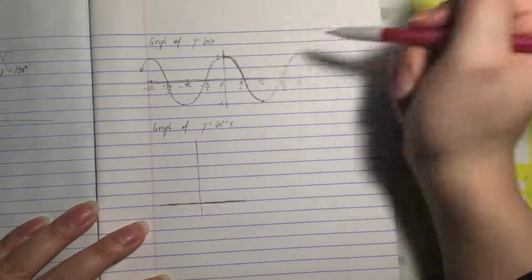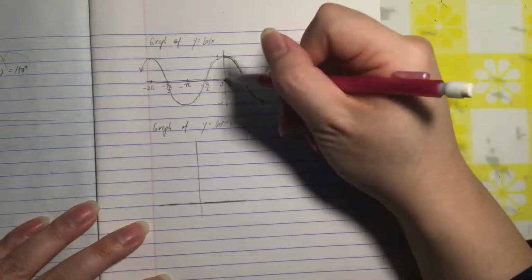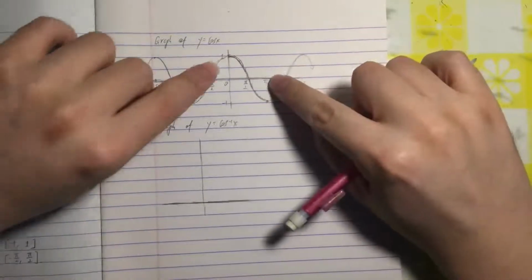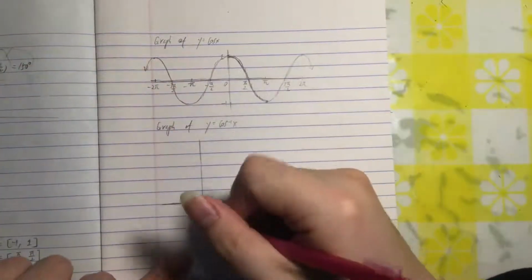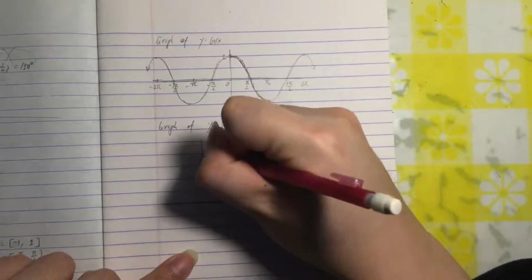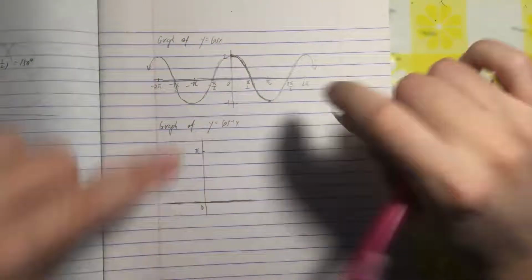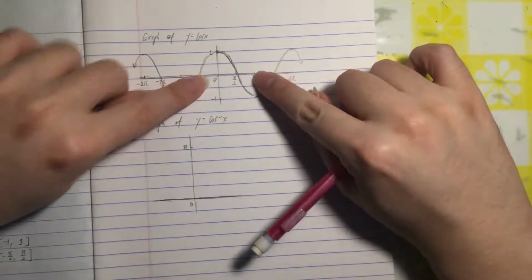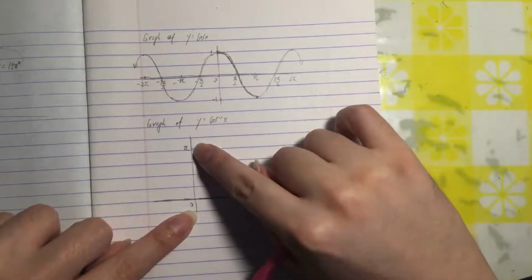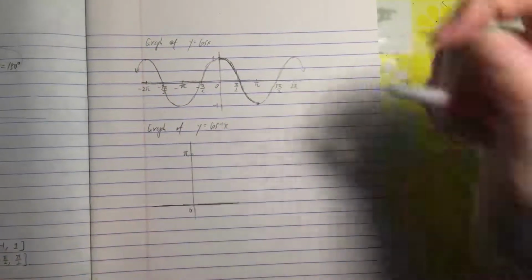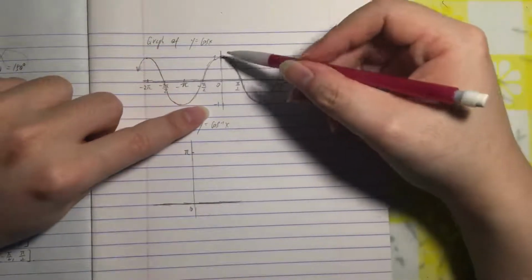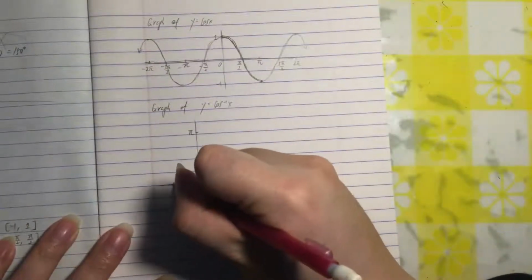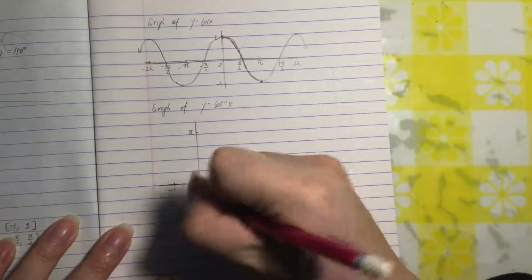Here for this piece, the x coordinate varies from 0 to pi. So when we find the inverse function, the x coordinate becomes the y coordinate. So the y coordinate varies from 0 to pi. Now for the cosine function, since the y coordinate varies from negative 1 to 1, for its inverse function, the x coordinate varies from negative 1 to 1.